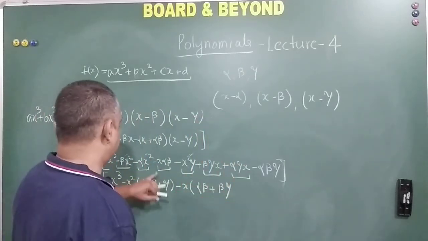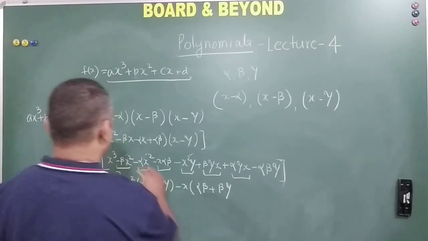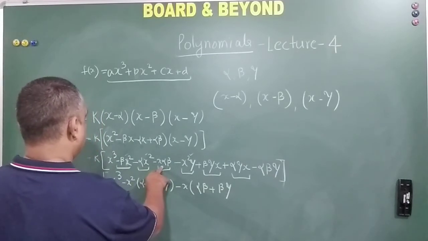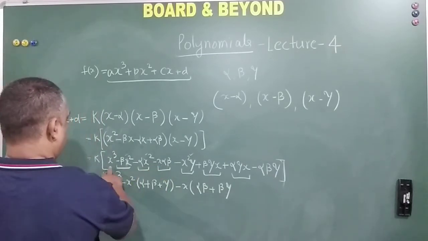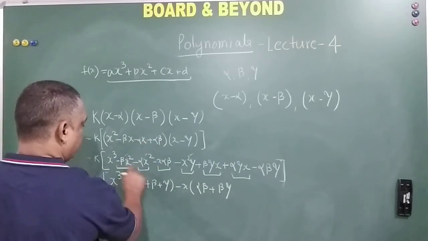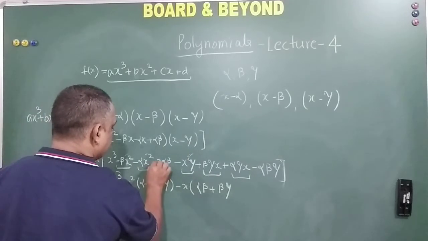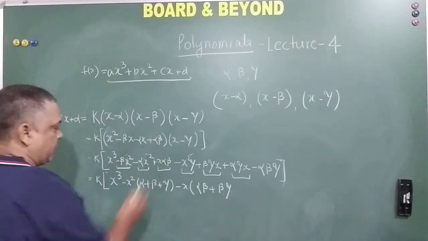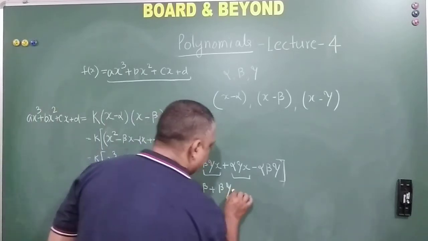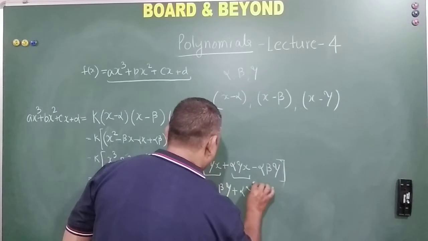One second, my friends. I think it should be plus here. One second. Hold on. Where did I get this term from? So x cube, x square. This. Sorry, my friends. This is plus. Okay. So what you take common here is plus. Okay. Plus alpha into gamma.